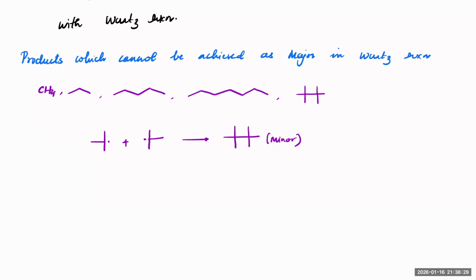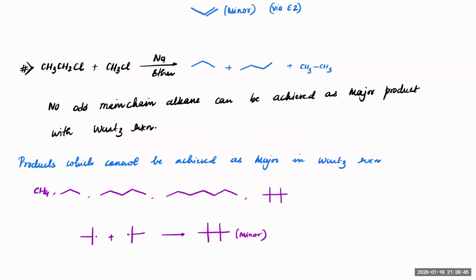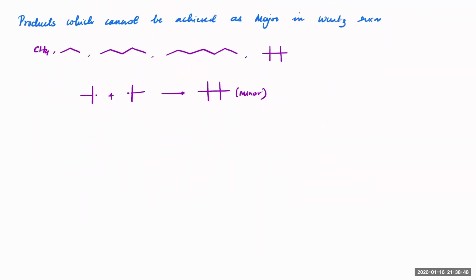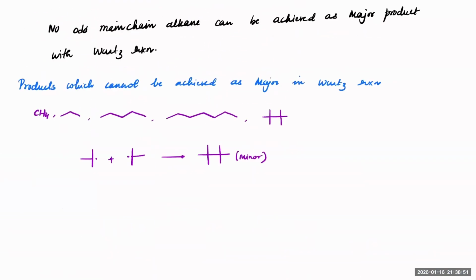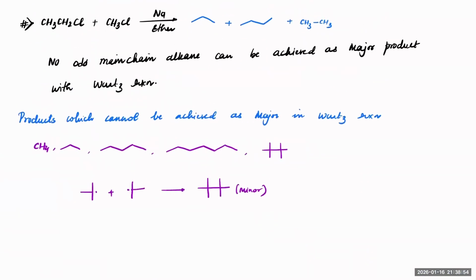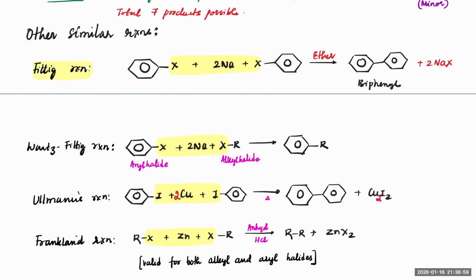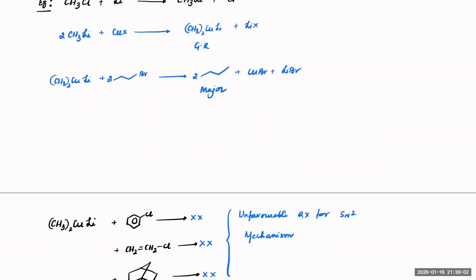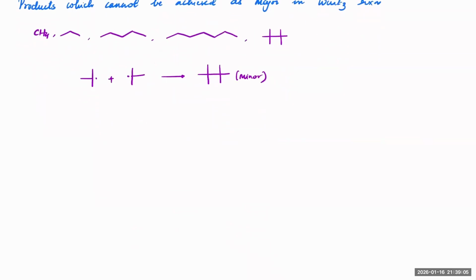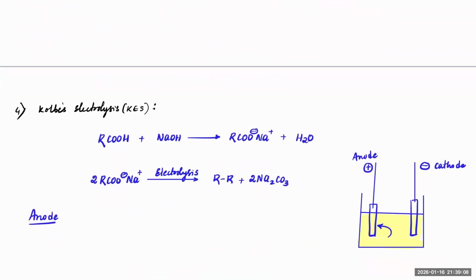But if it is specifically mentioned, especially in JEE Advanced questions, they always specifically mention this wording, which cannot be obtained as major product. In that case, you have to consider this also because you cannot achieve this as major product. Okay. So these cases are clear, everybody? Yeah. So I hope the second reaction, which is Wood's reaction and Kolbe's synthesis, why it is being used, how it is being used, what is the mechanism behind it, what are the cases behind it, I hope all of this part is clear, right?